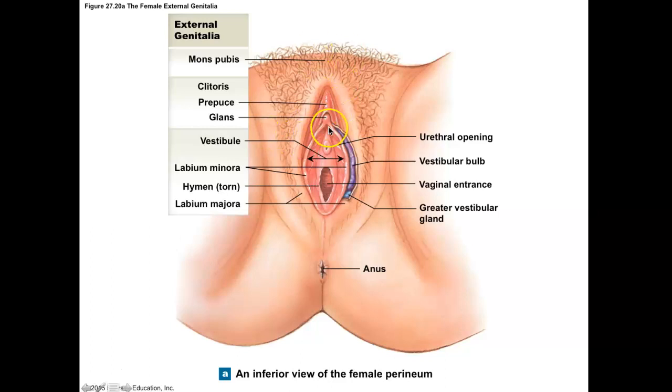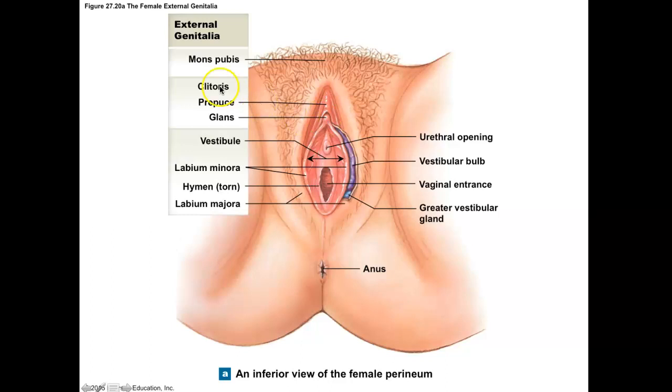So the clitoris is homologous to the penis because it's both sexually sensitive as well as contains erectile tissue. So this prepuce, right, just like the prepuce of the penis on the glans, what we call the foreskin, this is also present on the clitoris. The glans clitoris is going to be the distal end of the clitoris.